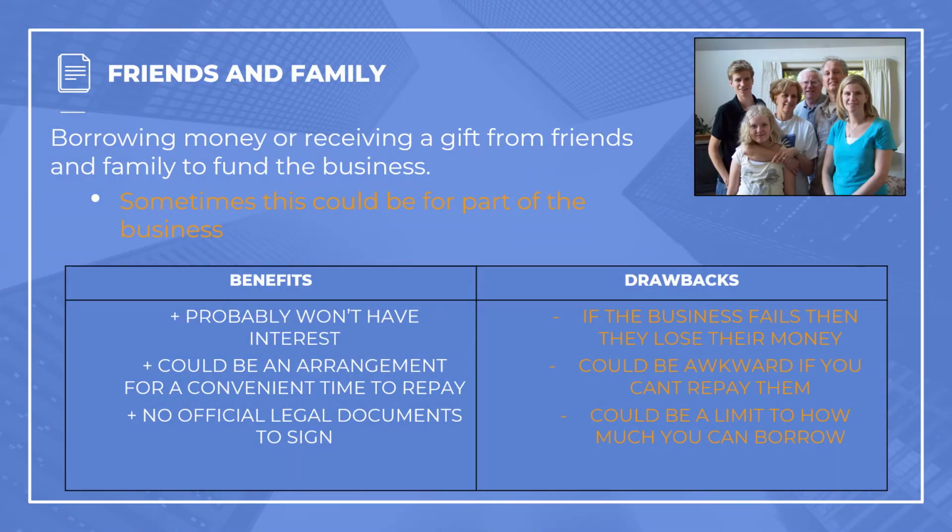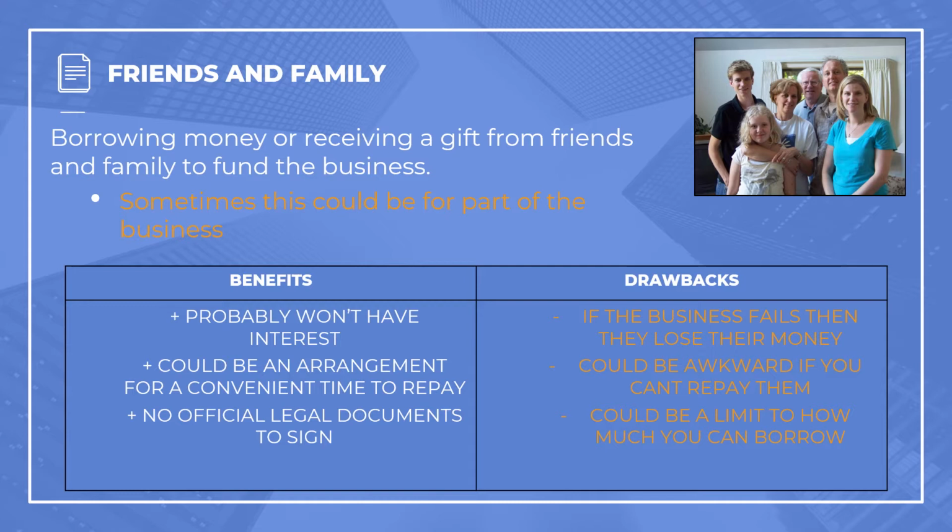So if your own savings is not an option, there's always friends and family, whether you borrow money from some of your friends or a family member to fund your business. Sometimes this could be as part of an arrangement where they have some sort of share of the business as well. Now the benefit is they're probably not going to charge you interest if they are your friend or a family member. It could be with an arrangement of a more convenient time to repay. So it could be once you get up and running or once you've made some profits after a year or so, you can pay me back then.